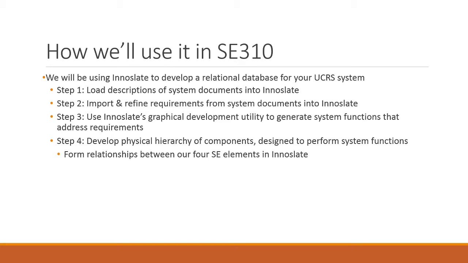So this is how we'll use it in SE 310. We'll be using Innoslate to develop a relational database for your Euchre system. So the first step that you'll do is loading descriptions of system documents into Innoslate. Step 2, importing and refining requirements from system documents into Innoslate. Step 3, using Innoslate's graphical development utility to generate system functions that address those requirements. And 4, developing a physical hierarchy of components which are designed to perform the system's functions. And along these steps, you'll be forming relationships between our 4 SE elements in Innoslate.